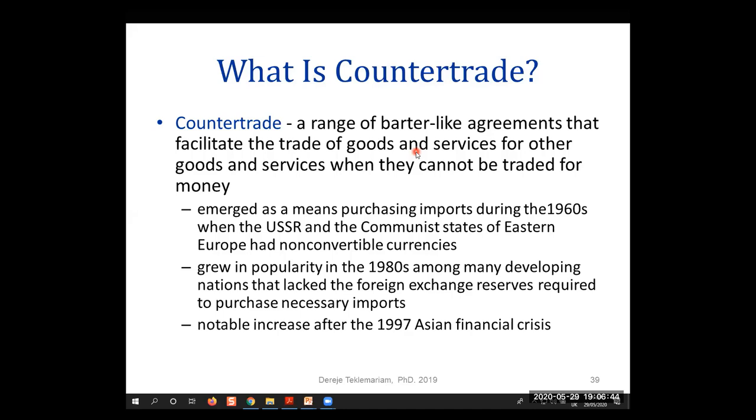That's why these days countries are really pushing the concept of counter trade. Normally, this concept emerged in the 1960s when Russia and the communist states of Eastern Europe had non-convertible currencies. It later spread to places like Estonia, Kazakhstan, Uzbekistan, Serbia, Montenegro, Croatia.